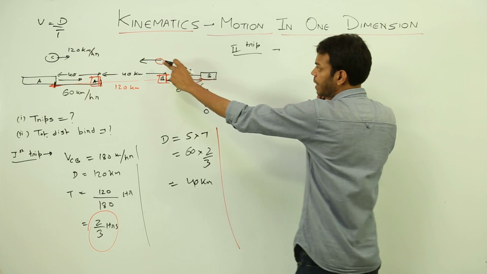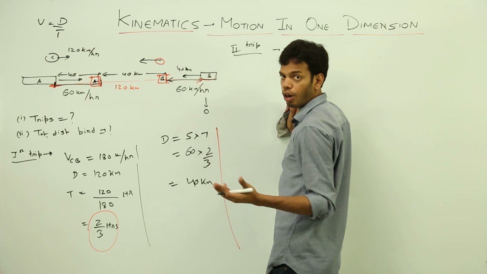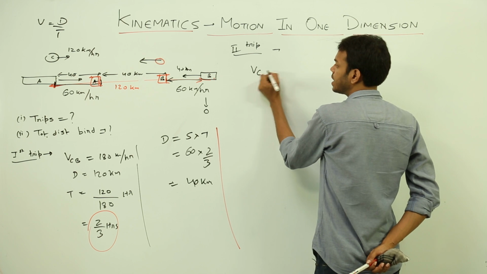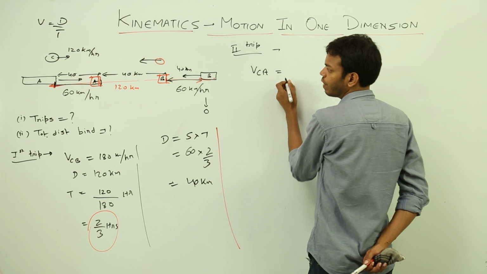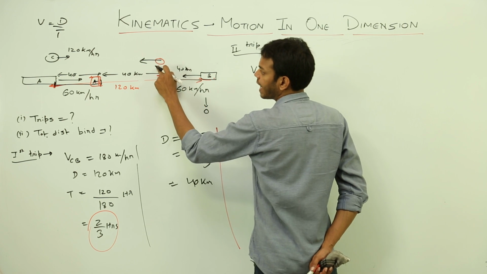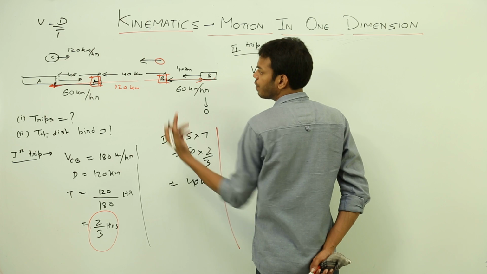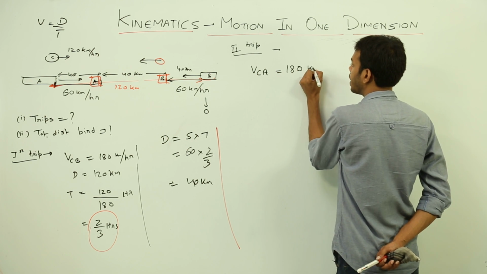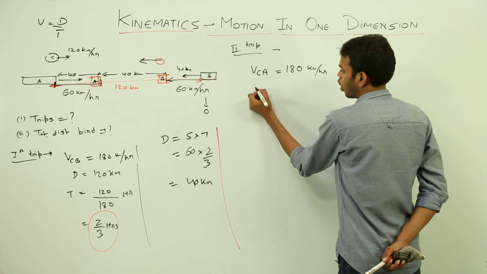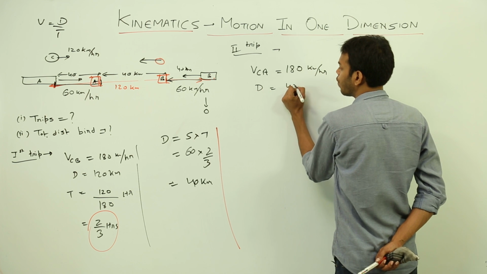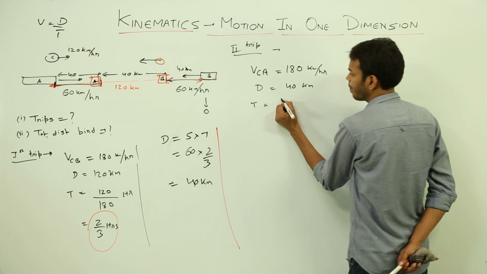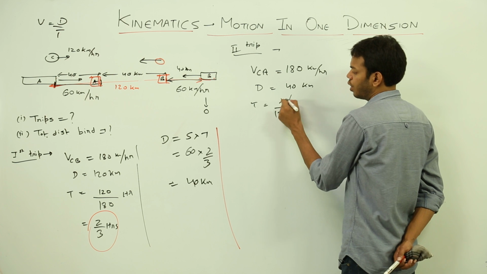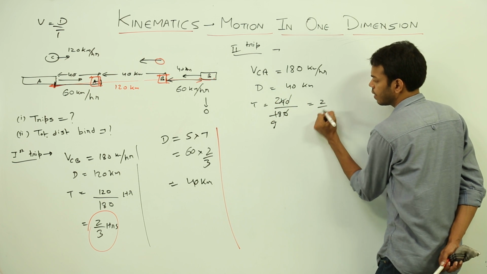This time the bird will be covering 40 kilometers. If I put the velocity of bird C with respect to train A, the velocity will come out to be what? It is going back with 120, and A is coming towards it with a speed of 60. So 120 plus 60 gives you 180 km per hour again. Velocity is this, distance to be covered is 40 kilometers. That means time would be 40 over 180. This will give you 2 over 9 hours.